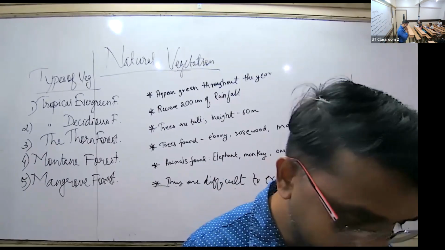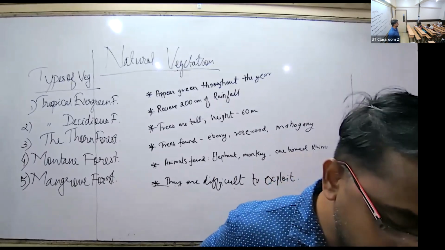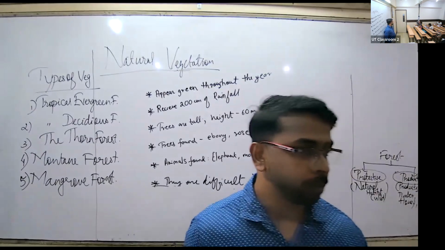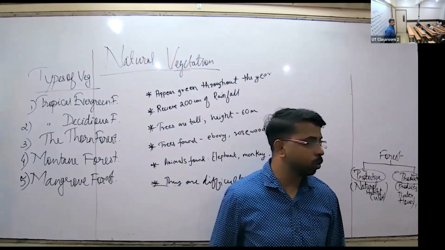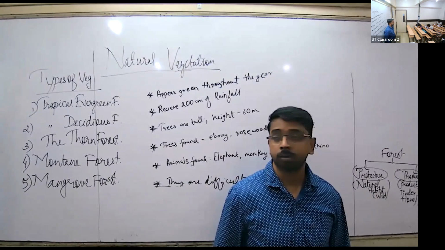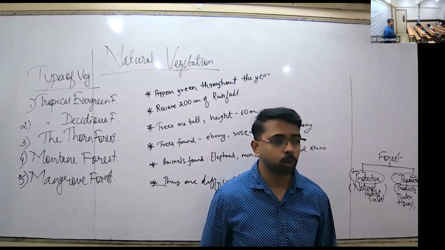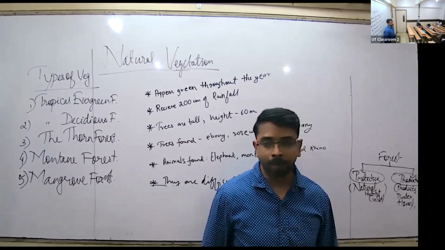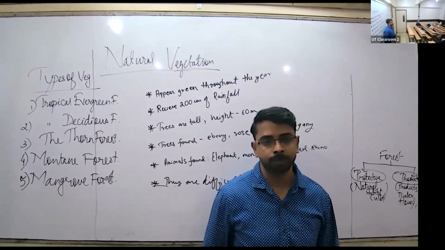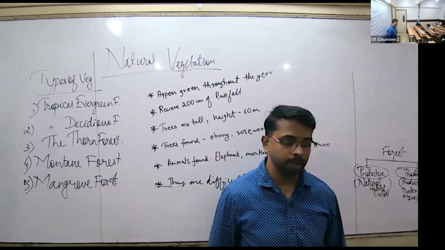Third point. Tall trees growing up to a height of 60 meters, hyphen, competing for sunlight. Competing for sunlight. Next.